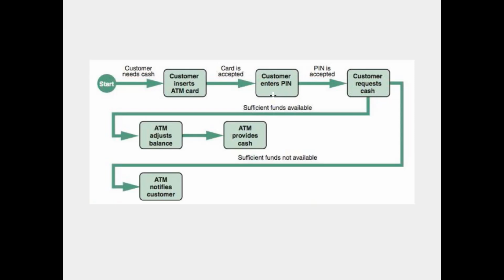Then there could be a situation of whether the PIN is accepted. If the PIN is accepted, then the customer can go to the next activity, which is you are going to request some cash. Now, here you can see two arrows, two outputs to indicate two directions or two different activities depending on whether you have sufficient funds in your account. Let's say you are going to withdraw 100 and in your account you have 1,000. So, of course, you have sufficient funds. So then the ATM has to adjust the balance, the money in the bank, and then you can get the money from the ATM.